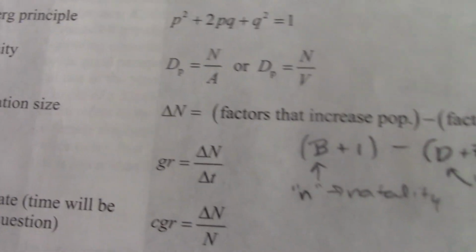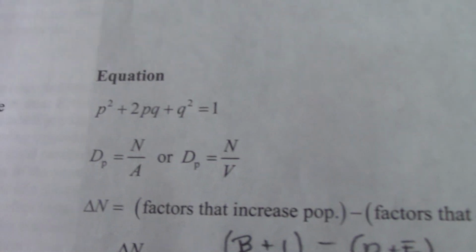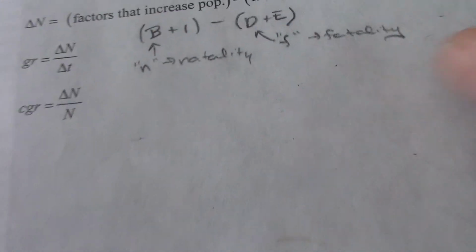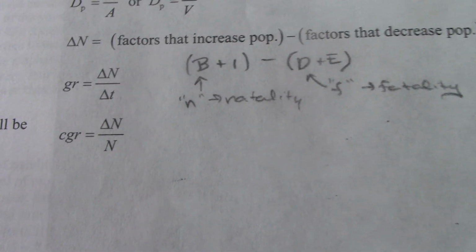What I want to direct you towards in your key is the data booklet, first and foremost. If these were normal times, you'd need to know all of these equations: population density, Hardy-Weinberg, population growth, growth rates, CGR is per capita growth rate. These are all in the back of your key.